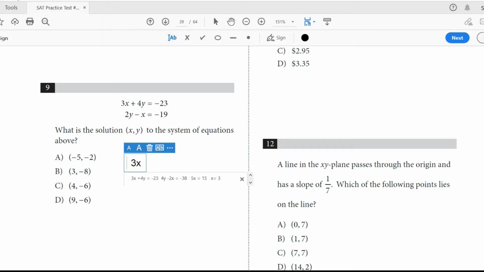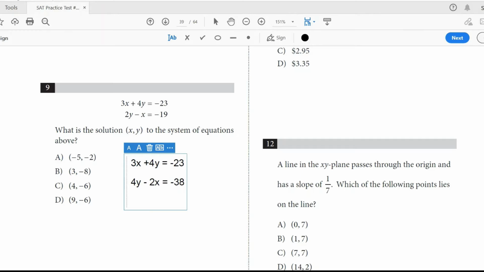So we'll write down the equation here, -23. Then we'll multiply this by 2. So that means it'll make it 4y. Then we'll multiply this by 2 as well, so it's 2x. And if we're multiplying these two parts by 2, we have to multiply this part by 2, which equals -38.